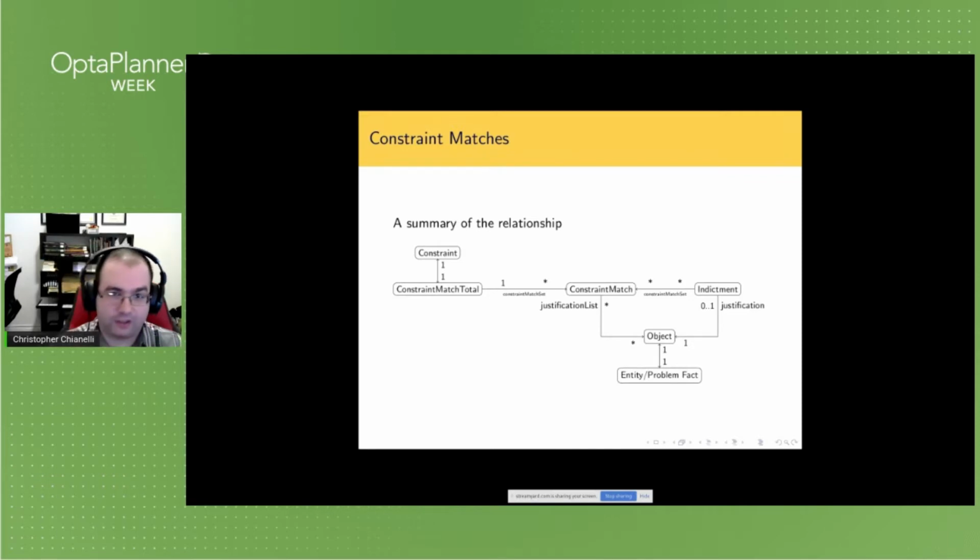So, in order to summarize the relationship, every constraint has a one-to-one relation with a constraint match total, which can have many different constraint matches. And indictments have a zero-to-many relation with constraint matches, and they may or may not have a justification, where it will be an entity or problem fact. And each constraint match has a justification list, where it will also be an entity or problem fact.